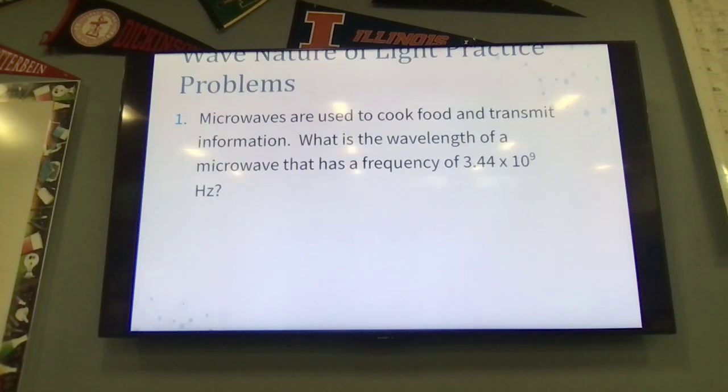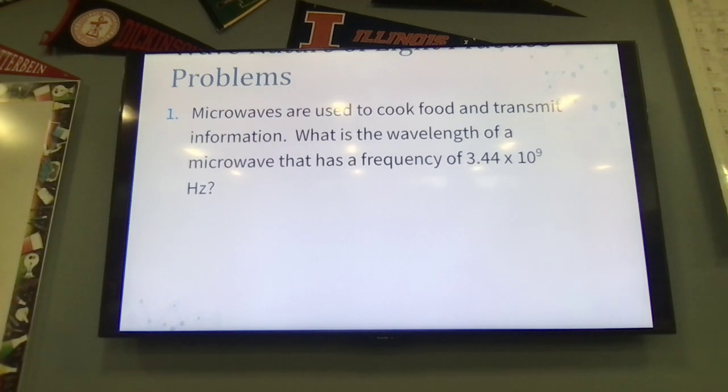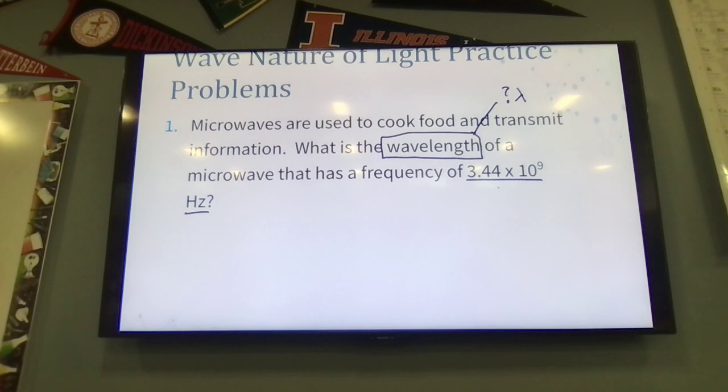So it says microwaves are used to cook food and transmit information. What is the wavelength? So I'm going to box what I'm looking for. You've done enough problems with me now to know we're looking for the upside down backwards y. That's what wavelength is represented by. What is the wavelength of a microwave that has a frequency of 3.44 times 10 to the 9th hertz? There's your fancy V. Okay.